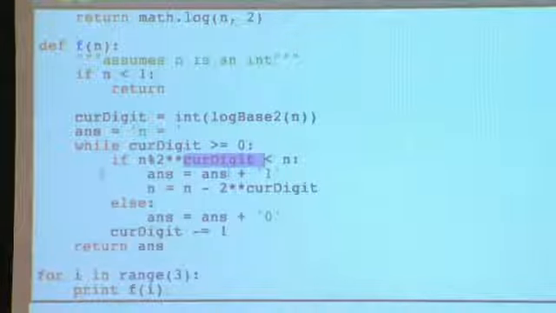And then in this iteration, cur digit is going to be 0, and n is going to be 1. So 1 mod 2 is going to be 1. Cur digit is 0, so that's going to be 1 less than 1. Yeah, so it should print it out.